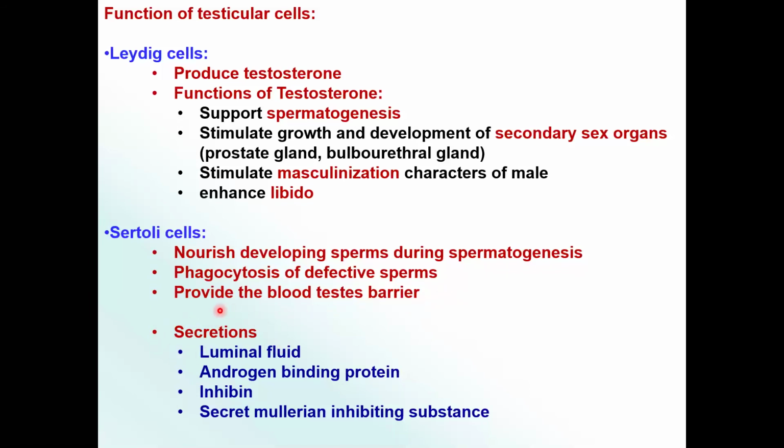It also produces different types of secretions, and those include the luminal fluid within the seminiferous tubules, and the androgen binding protein, which binds to testosterone and maintains a high concentration of testosterone within the seminiferous tubules. It produces inhibin, which acts to suppress FSH secretion, and secretes the Mullerian inhibitory substance, which is the AMH, which acts to inhibit Mullerian duct development during the process of sexual differentiation.